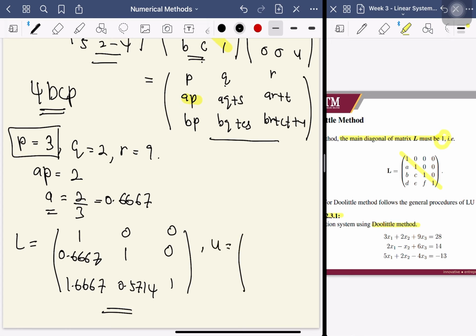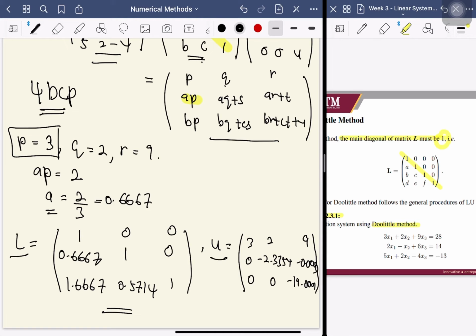So the answer for U should be 2 here, negative 2.3354 here, 0.9, oh, negative 0.003 here, sorry, this space is not enough, negative 1.90001 here. Please excuse me for this part. I'll write back in the next pages. So these are the elements for L and U.